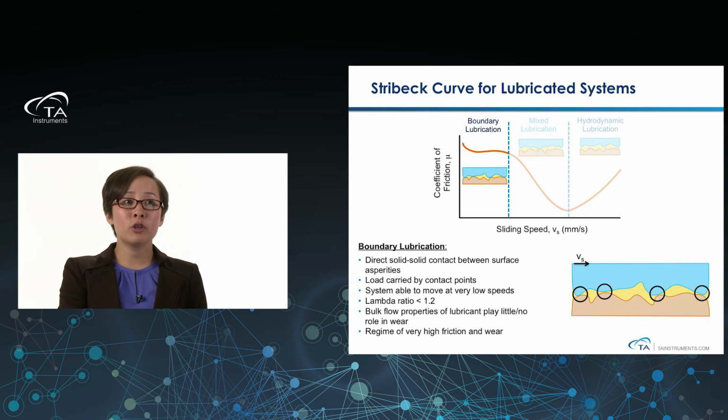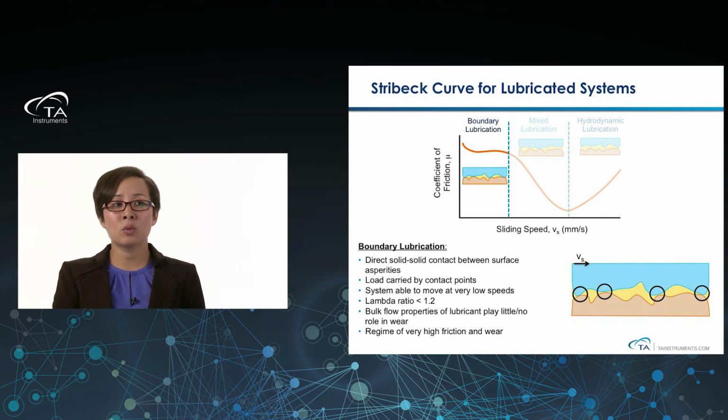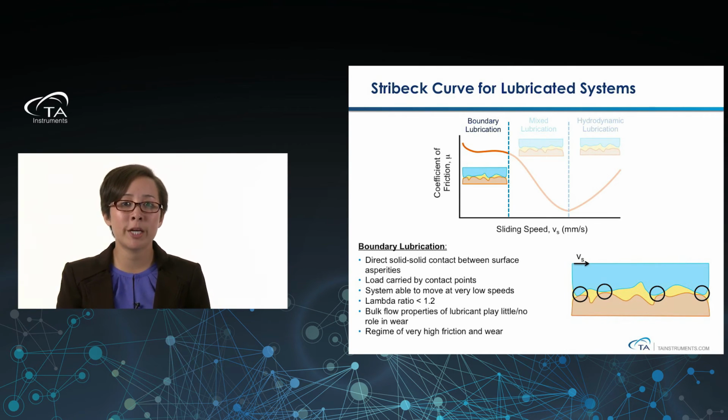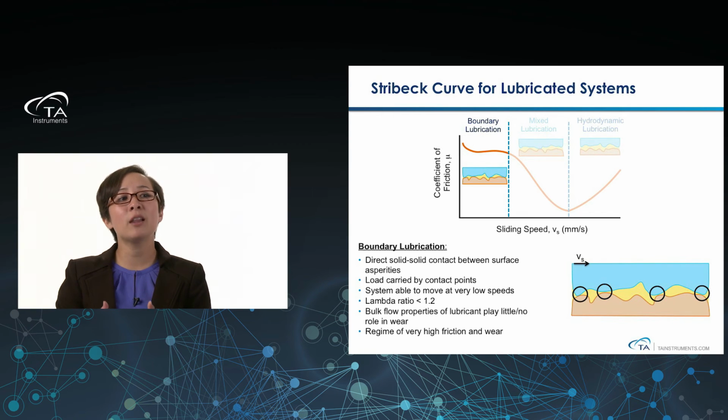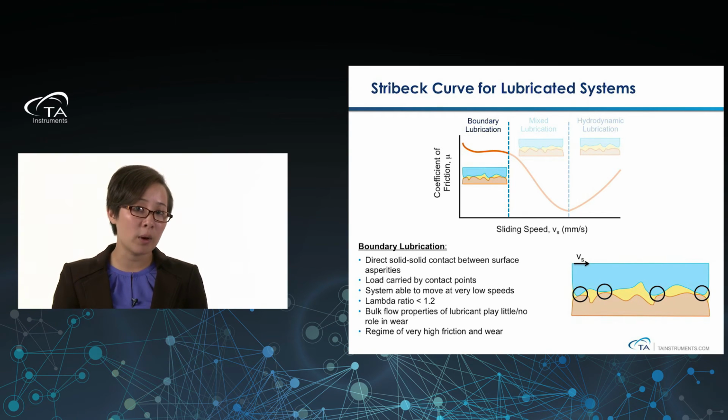When we talk about the boundary lubrication regime, which you'll notice is at the very beginning of this Stribeck curve, we're talking about direct solid-solid contact between our surface asperities. You can see here we blew up the picture in the bottom right. In blue you have one of your surfaces, in orange you have another surface, and yellow represents the lubricant in between those surfaces. The black circles highlight the fact that these surface asperities are in contact with one another. The load we're applying, so these are being compressed with a certain load force, is carried by these contact points, the solid-to-solid interaction.